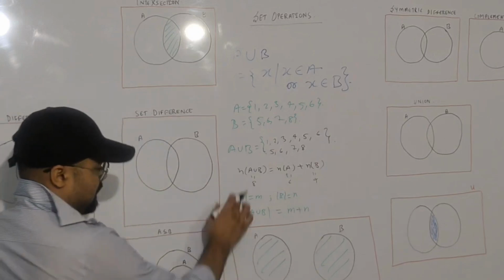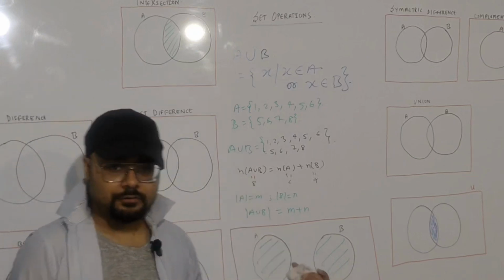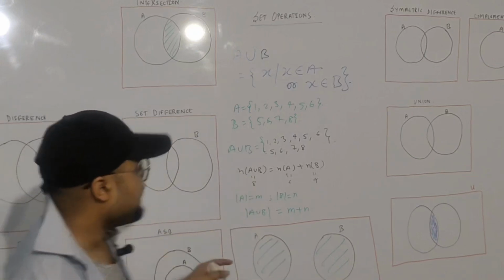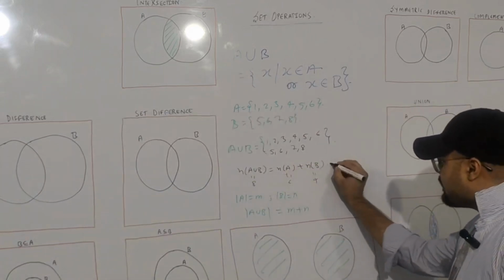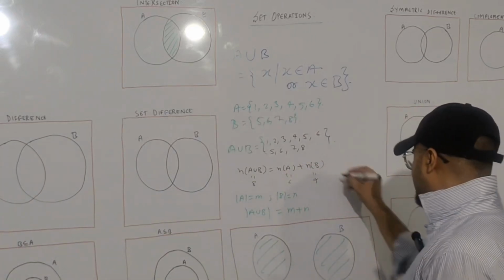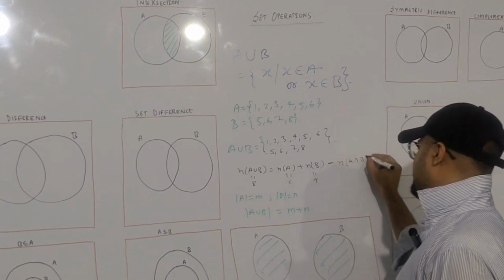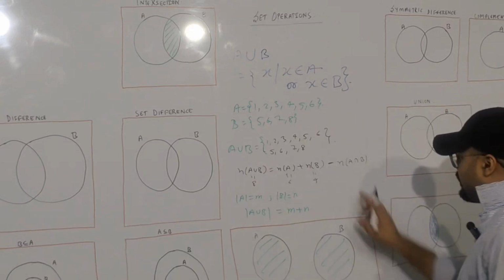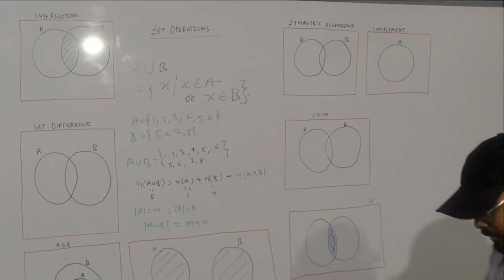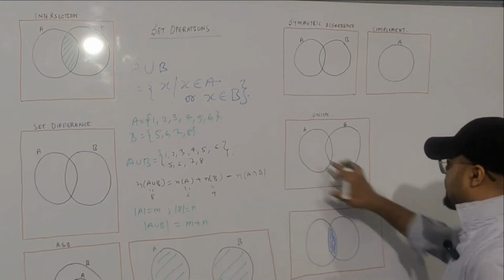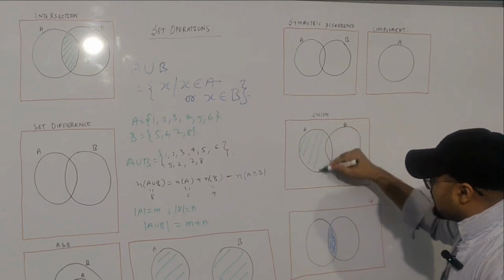So the correct formula to find the cardinality of the A union B set is the number of elements in A plus the number of elements in B. Then I am going to subtract the number of elements in A intersection B. When you subtract it one time, so what happens? I want everything, right? A and B. I want everything.